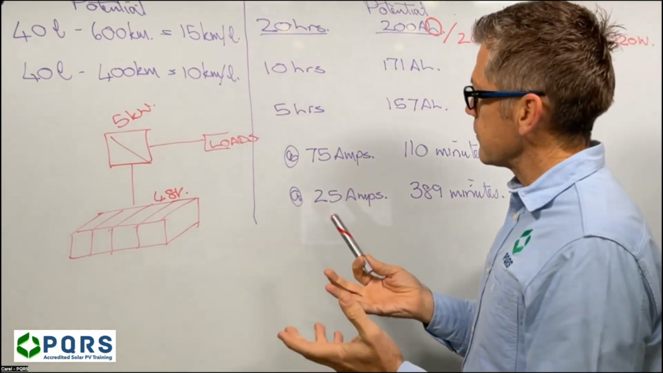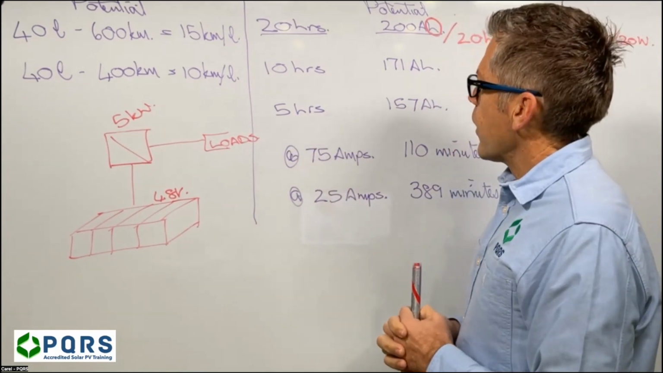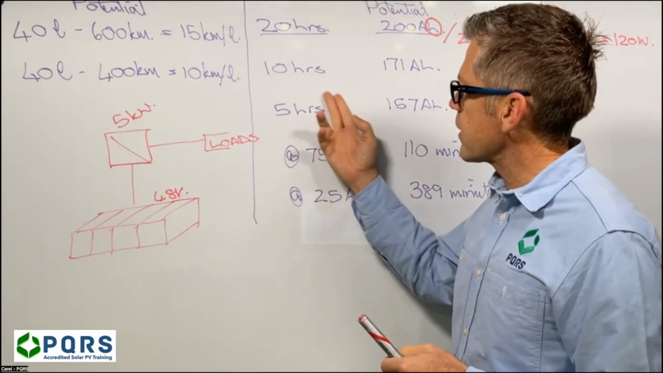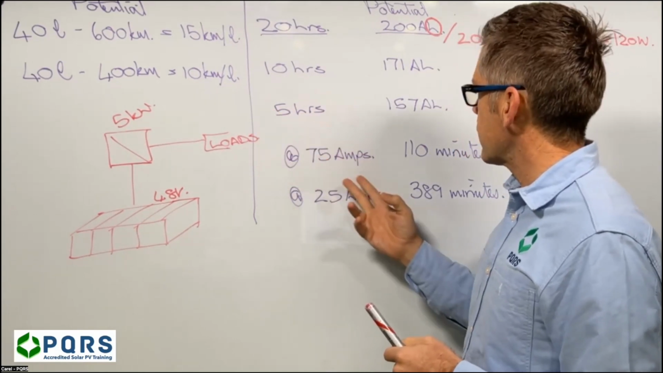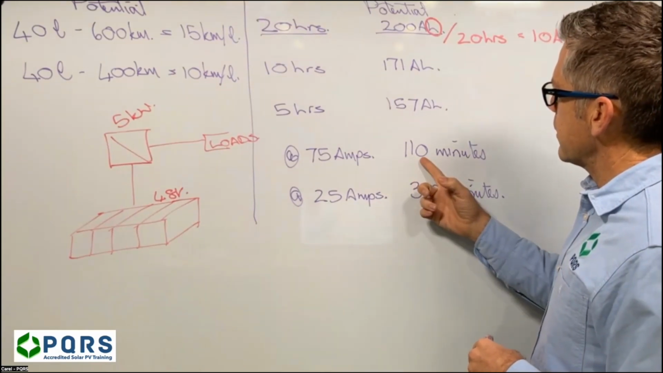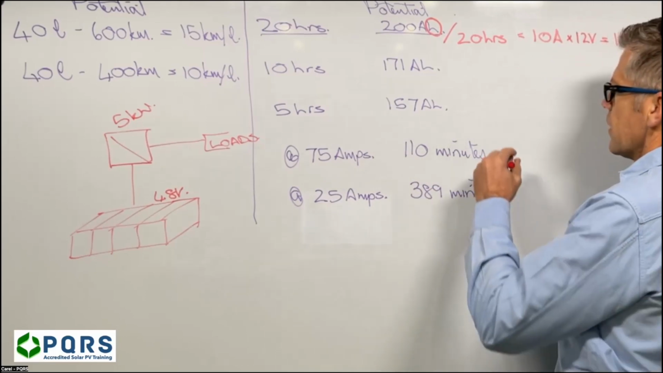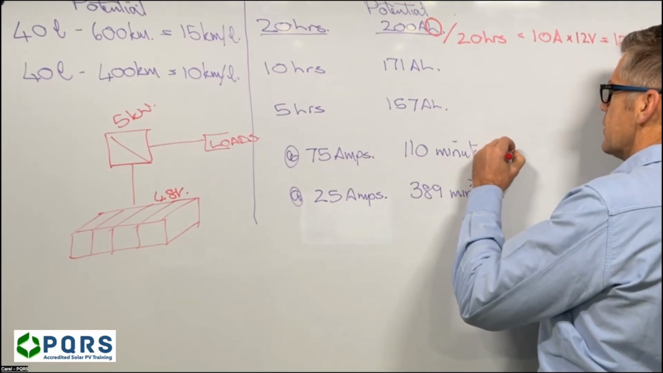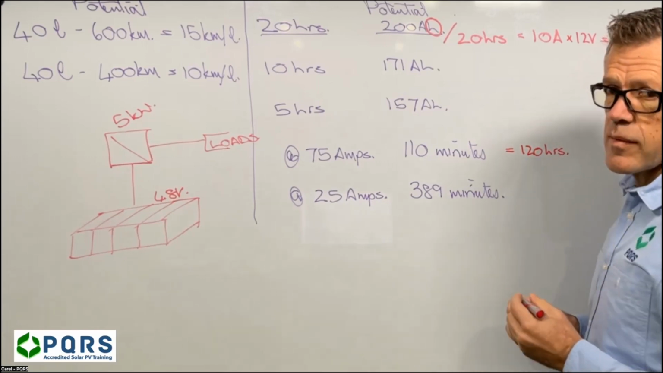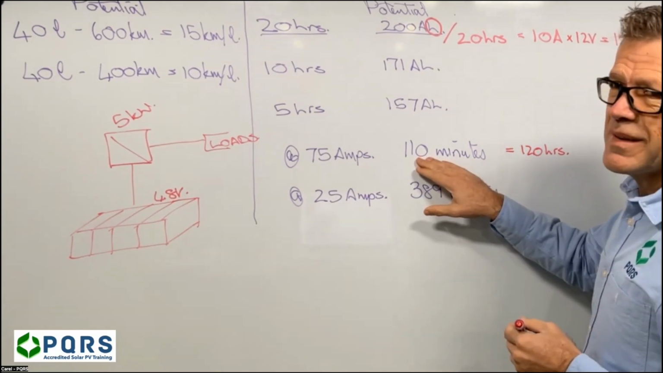So load shedding scenarios vary between 2 and 4 hours. The smallest value they give us over here is a 5-hour scenario. So they do give us values here and values there. They say 75 amps, the battery will last 110 minutes. Load shedding is 120 minutes, typically, depending on the type of cycle that you're on. So that is less, and this is to completely discharge.